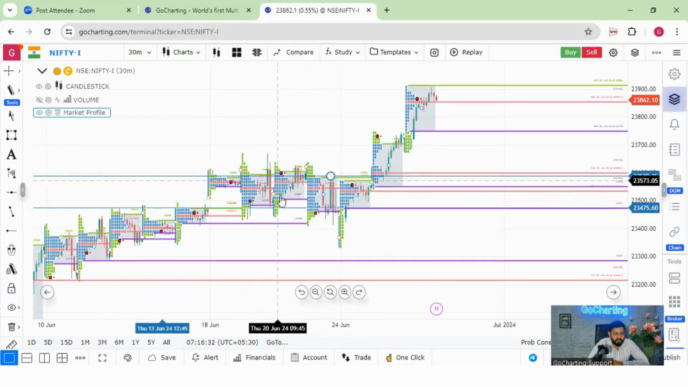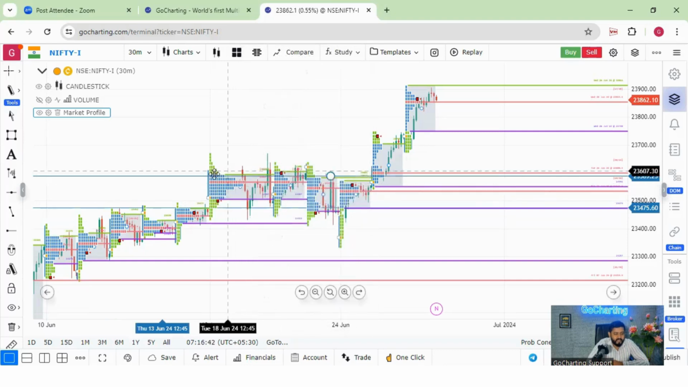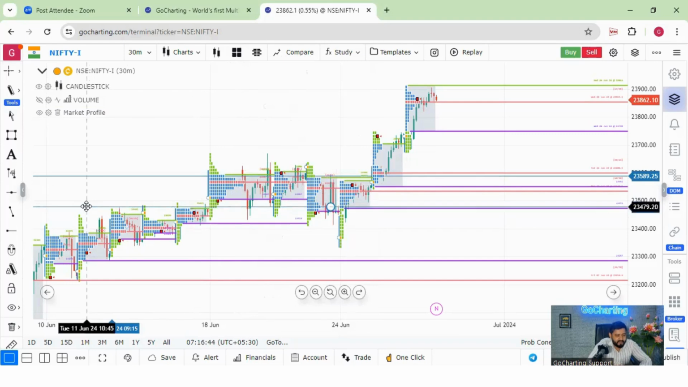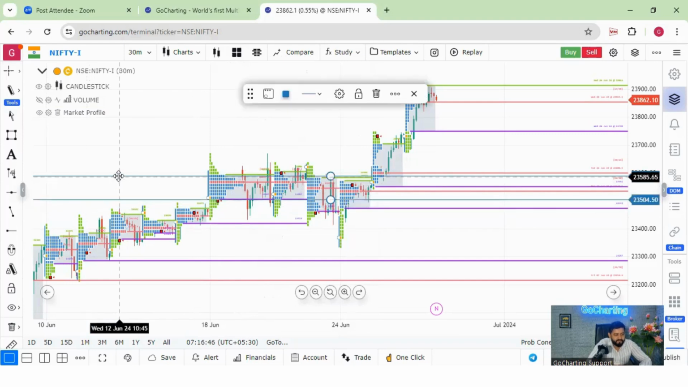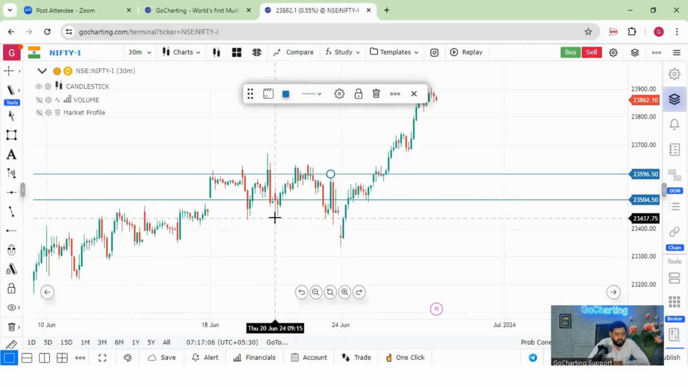So let's talk about these days. Here we see this one and these two profiles were matching. If we simply merge these two profiles, again you see this is our level coming. So this was our level and this was the level. Now you see how the market is behaving the next day. On 20th June, this was the opening next day.